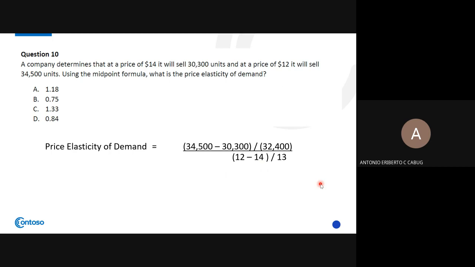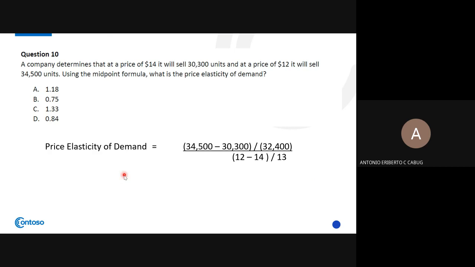Anong midpoint ng 12 at 14? 13. Okay? Yung mga denominator nila, i-divide nyo sa midpoint ng given. Para hindi maging iba-iba yung sagot kung up to down, down to up. Okay? So this is what we call the midpoint formula.